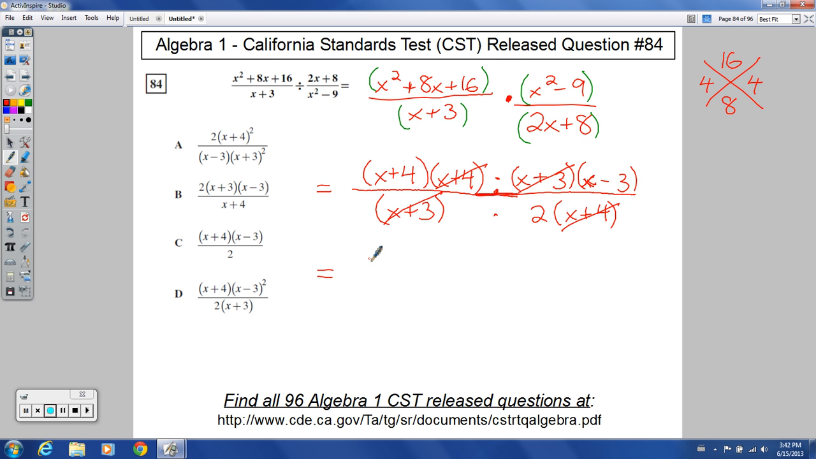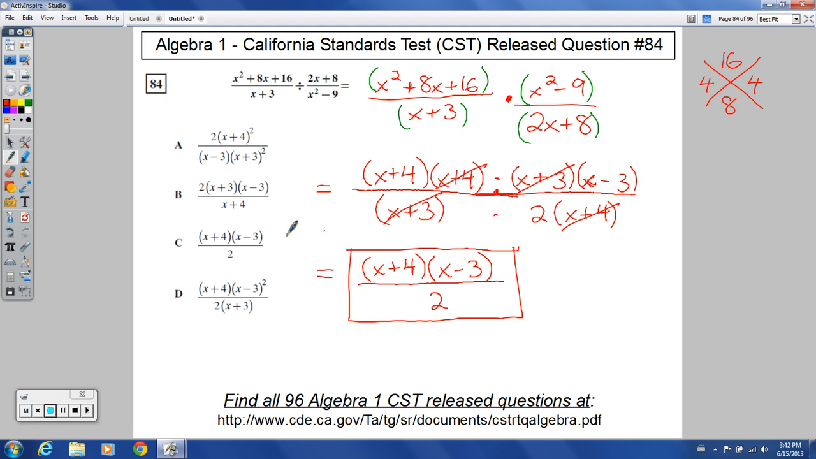What do we have left? We've got x plus 4 times x minus 3 over 2. That's all we got left on the bottom. And so number 84 looks like should be choice C.